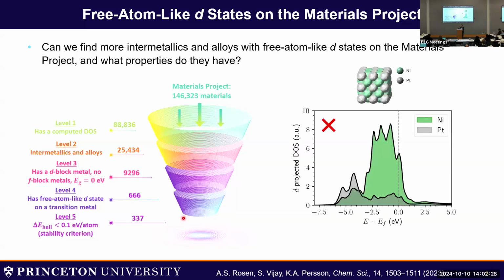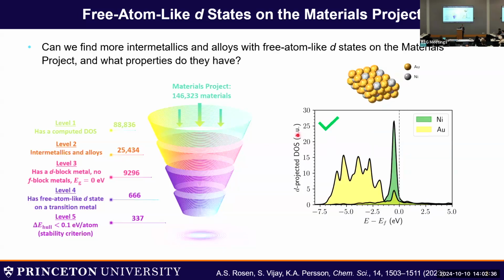And so, for instance, what we might find is that this nickel platinum compound would not pass our filter. There's nothing particularly exotic about the electronic structure, at least to me. Whereas this gold and nickel system would have this free atom-like character on the nickel. And we did this many times over, right?